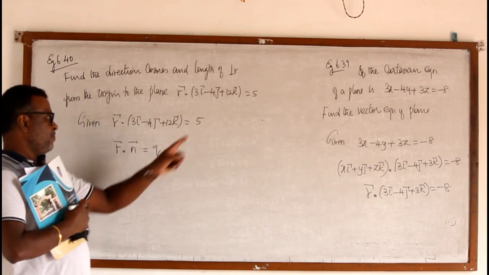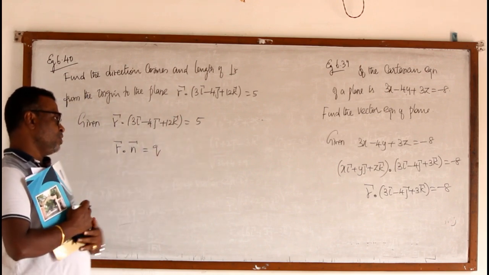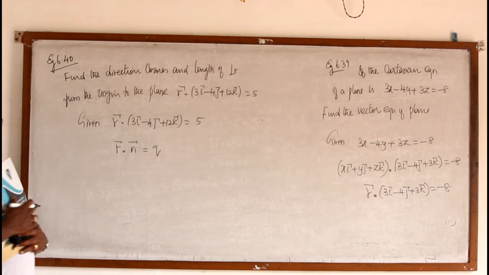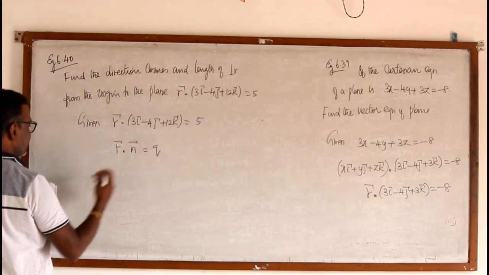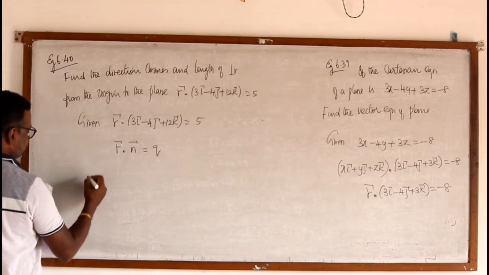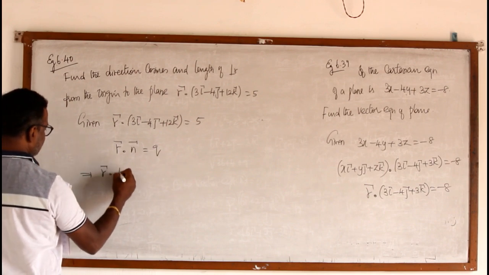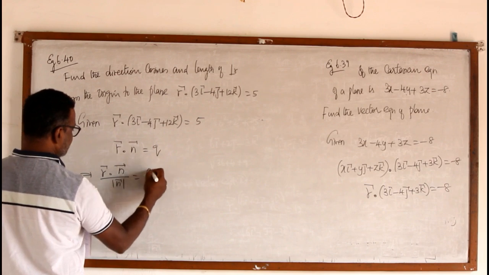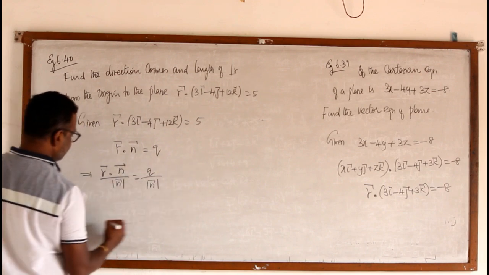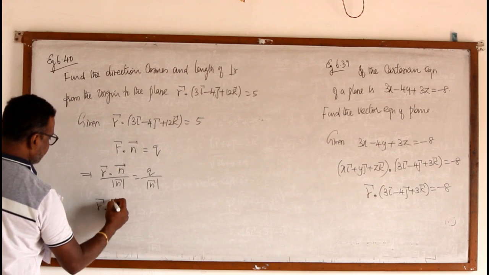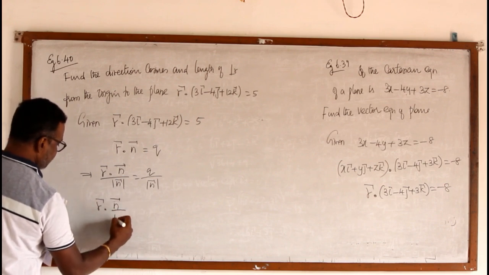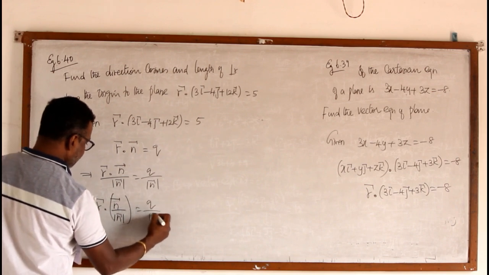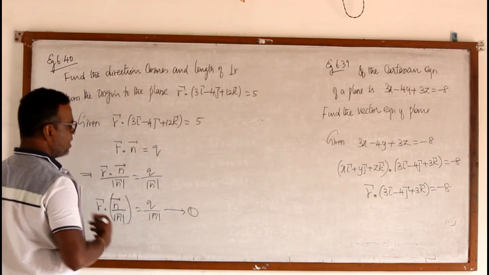So q is not the perpendicular distance. If that number must be a perpendicular distance, then this must be a unit vector, isn't it? So let me divide by the modulus of n vector. That is, r dot n vector by modulus of n vector equal to q by modulus of n vector. So this we should keep as 1.